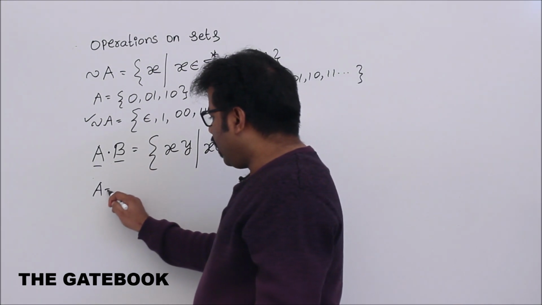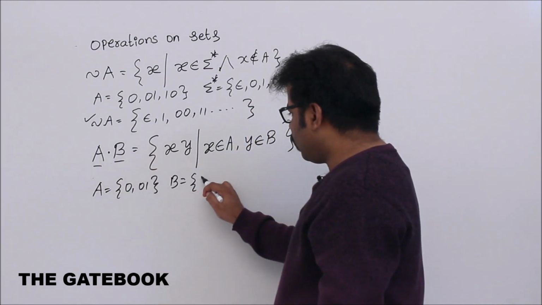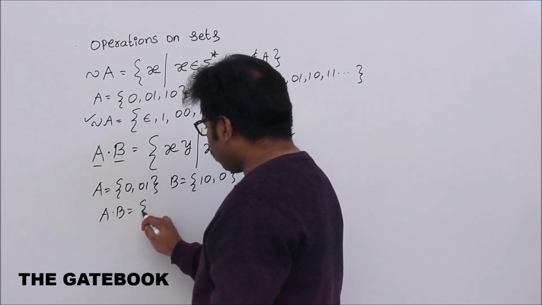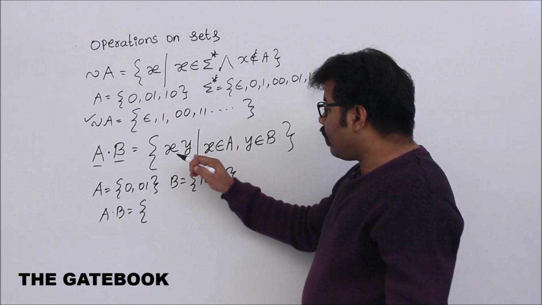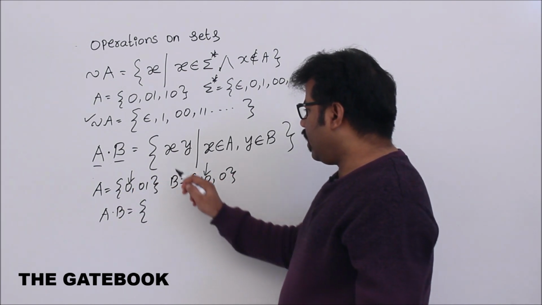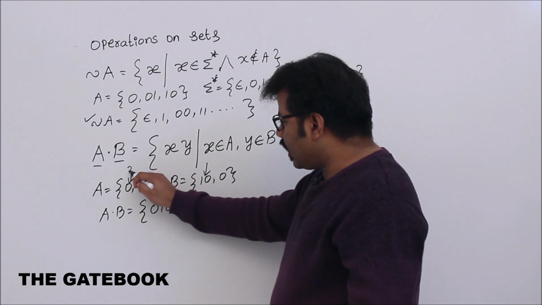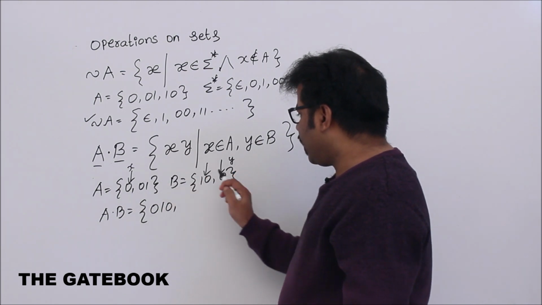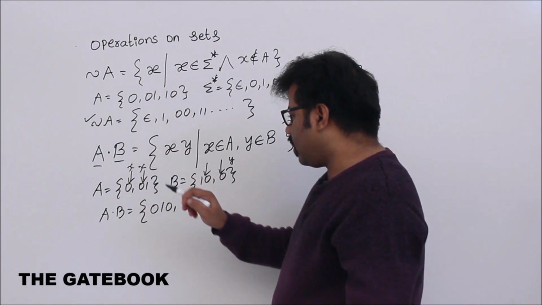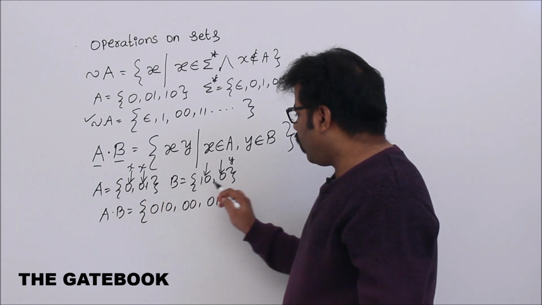For example, A equals {0, 001}, B is the collection of strings {1, 00}, then A dot B is, according to the definition, you write xy whenever x belongs to A, y belongs to B. See here, x belongs to A, y belongs to B, then xy should belong to AB. So that's why it is 01. Similarly, if you think of this as x, this as y, then you get again xy, 000 will be in the set. Similarly, if this is also x, and this is y, then it would be 0011, then 0100.